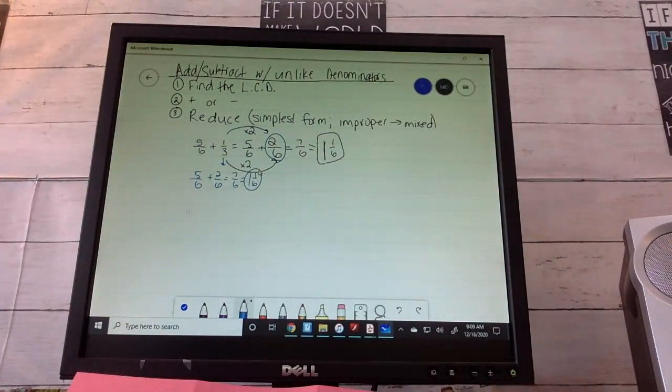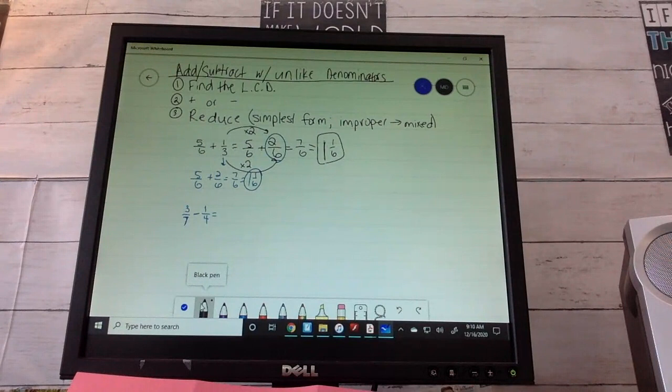Okay, let's do 3/7 take away 1/4. What's step 1, Quinn?